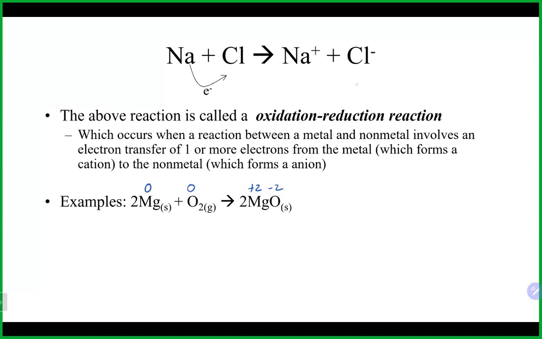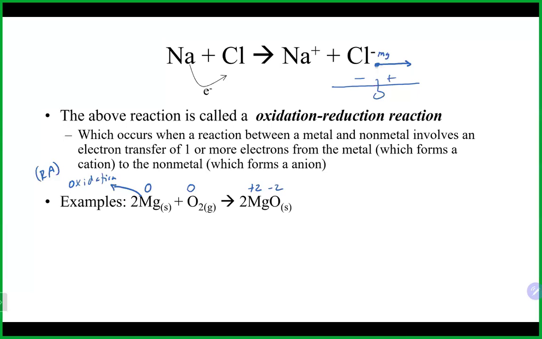So once again, if we just use our little number line situation to figure out what is going on here, if we take a look at magnesium, it's starting at 0 and it's ending at +2. So it is becoming more positive in this case. So our magnesium here is going through oxidation, which, by the way, would mean that it is the reducing agent because of that.